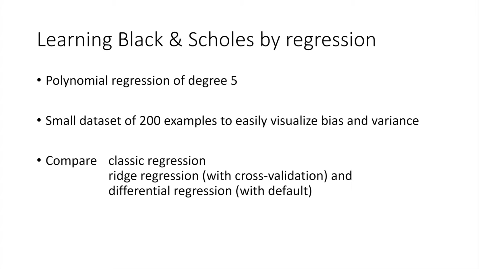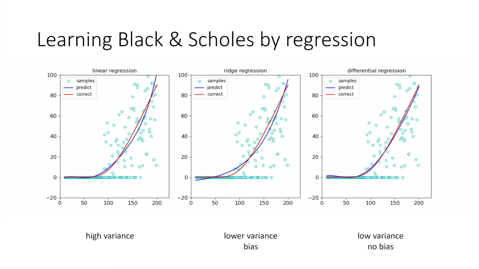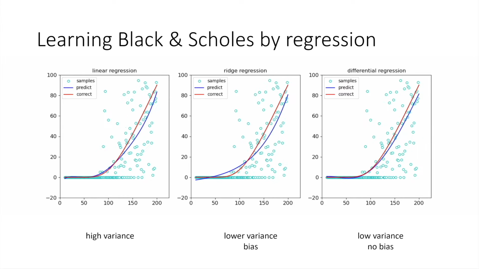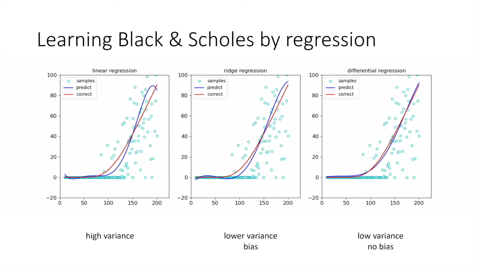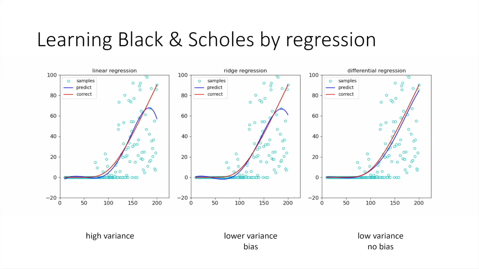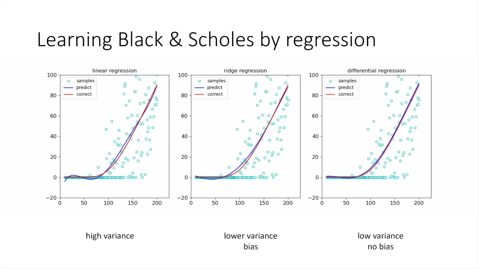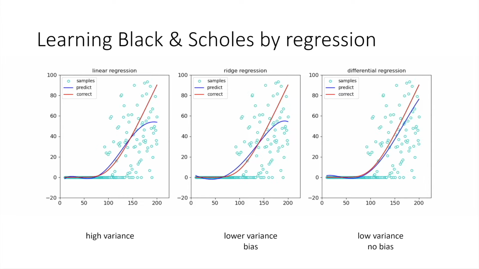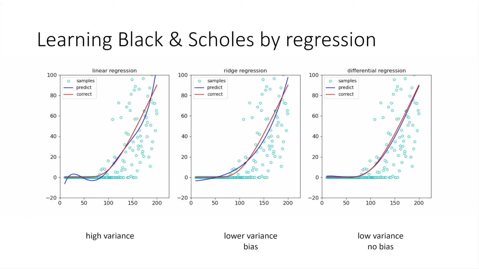Note that rich regression is optimized by cross-validation. As expected, the predictions of linear regression have this wiggly shape, characteristic of overfitting, and significantly change in response to the noise in the dataset, highlighting a high variance. Tikhonov regularization reduces variance, but at the cost of larger errors, highlighting bias. Differential regression, by contrast, has low variance without bias at all, and without cross-validation.